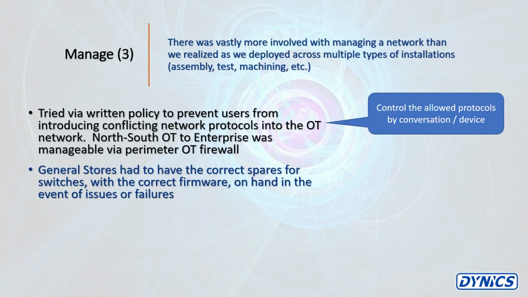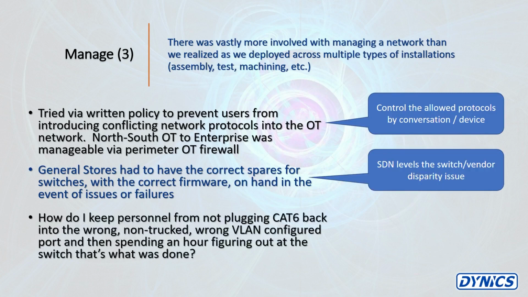In general, switches and stores, talked about that a little bit. How do I keep personnel from plugging stuff into the wrong place at the wrong time, creating loops? You can't create a loop in an SDN network. It won't allow it. It calculates the fastest path between two points, but it will not let you do things like create loops.